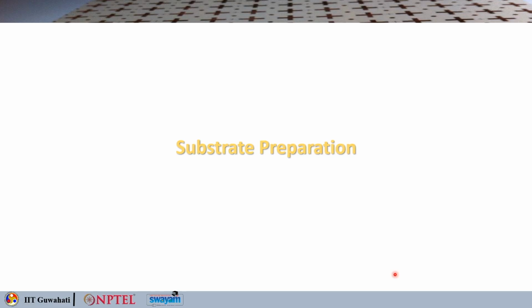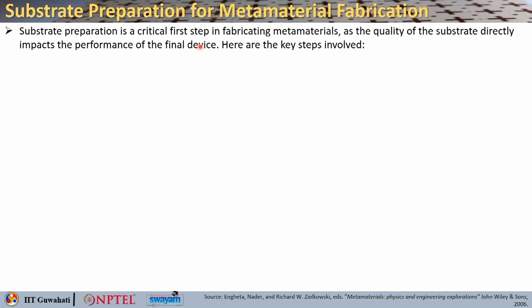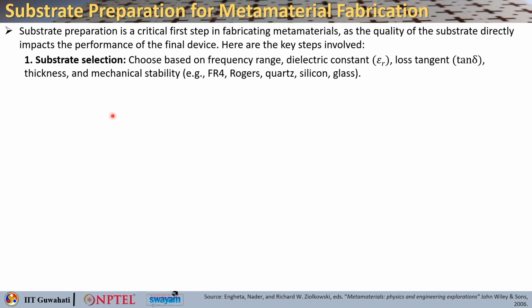So, now let us look into substrate preparation in detail, which is basically a common step for both microwave and optical metamaterials fabrication. Substrate preparation for metamaterial fabrication, as I mentioned, is a critical step. This is the first step towards fabricating metamaterials, as the quality of the substrate directly impacts the performance of the final device, and here are the key steps that are involved.